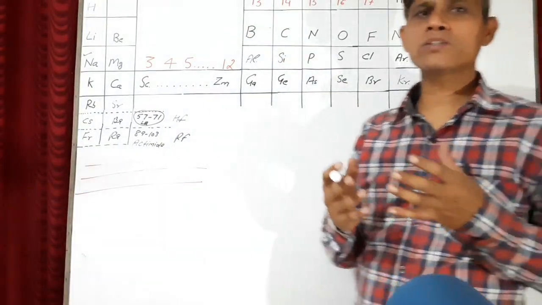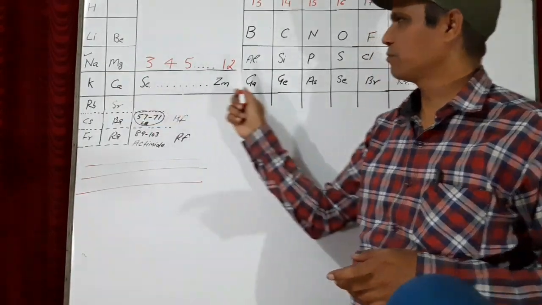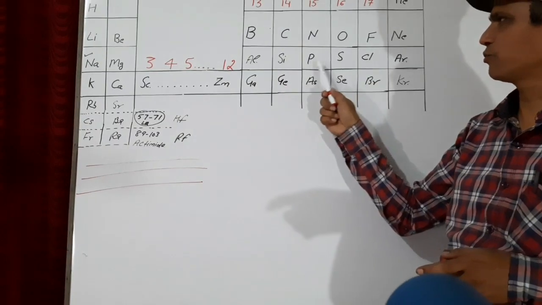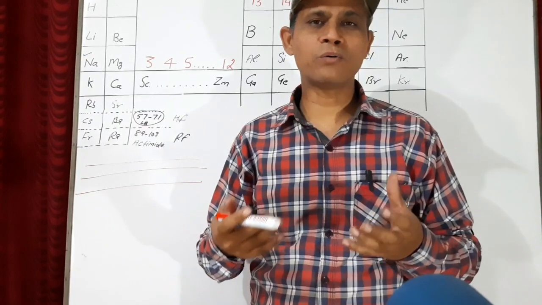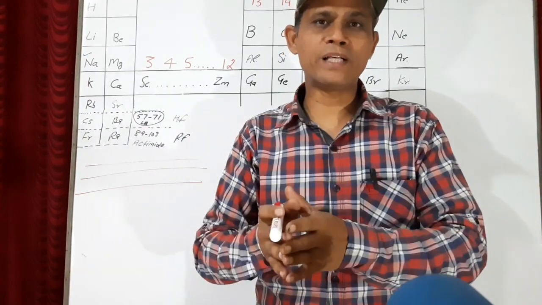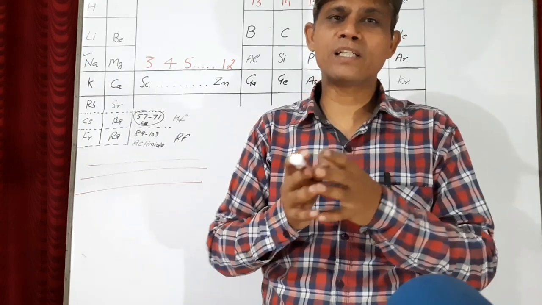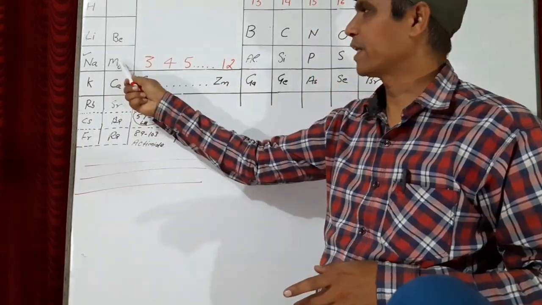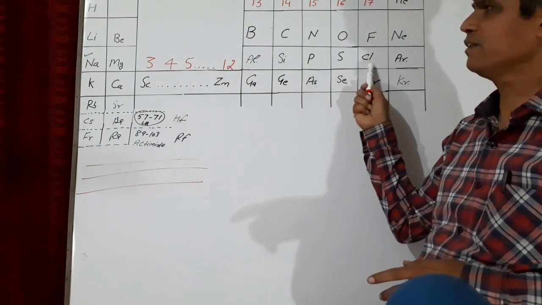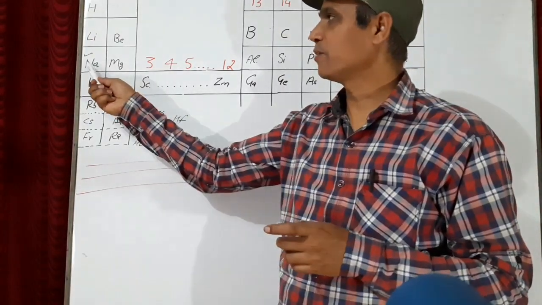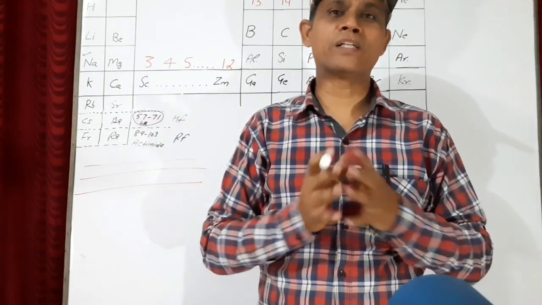Now the elements of period number 3, that is sodium, magnesium, aluminium, silicon, phosphorus, sulfur and chlorine, these elements are collectively known as typical elements. What are typical elements? Sodium, magnesium, aluminium, silicon, phosphorus, sulfur and chlorine of period number 3. These elements are known as typical elements.